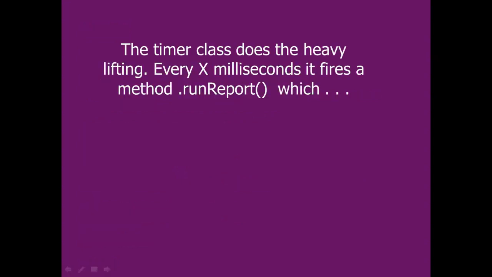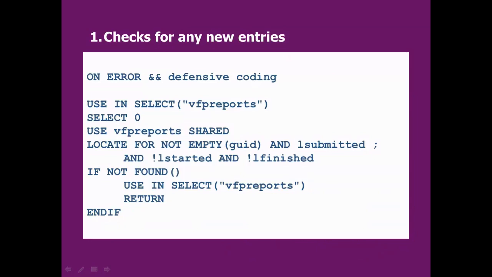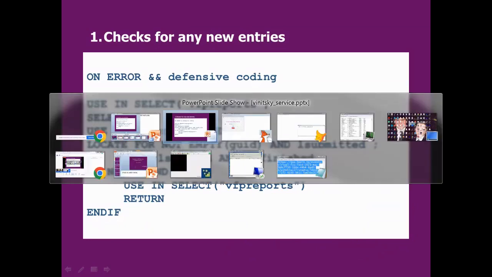And the timer is what does the heavy lifting. Every X milliseconds, it fires the method run report. What run report does, it checks for any new entries. It validates the submitted parameters. It runs the actual report to generate a cursor, outputs the report, and updates the status request. Whoa, that's an awful lot of stuff. Let's take a look at the code behind that.